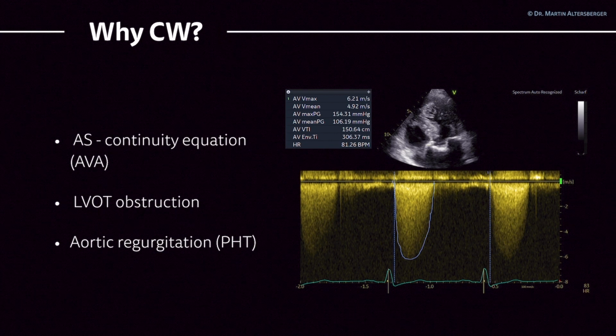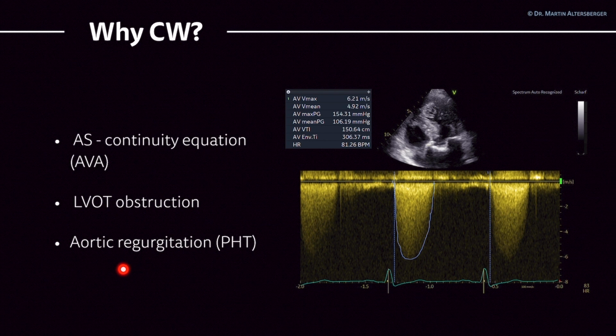Why continuous wave Doppler? Here is again the patient with a severe aortic stenosis. We do see the maximum velocity is 6.2 meters per second, so definitely severe aortic stenosis. The mean pressure gradient, I just have to remind you that 40 millimeters of mercury mean pressure gradient resembles a severe aortic stenosis. This is above 100, even 106.19 millimeters of mercury when you measure this signal, and that's severely elevated. So this is truly a critical aortic stenosis. So we need that for the quantification of aortic stenosis as well.